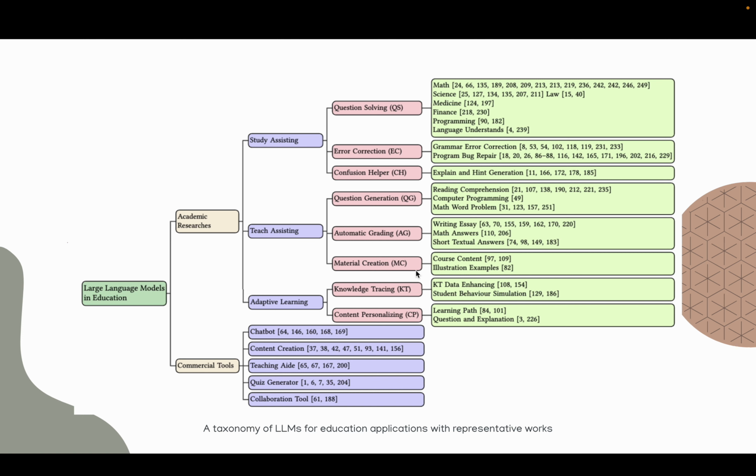The material creation section addresses how LLMs can create course content and provide illustrative examples to aid teaching. The adaptive learning section contains knowledge tracing, which explains the use of LLMs to enhance data on knowledge tracing and simulate student behavior, optimizing the learning process based on student performance. The content personalizing outlines the applications of LLMs in customizing learning paths and providing personalized questions and explanations.